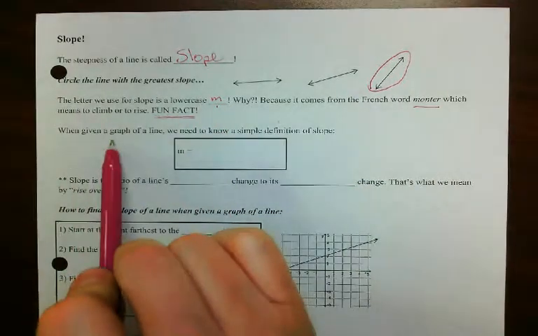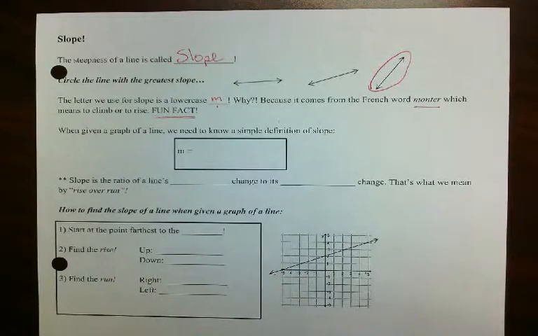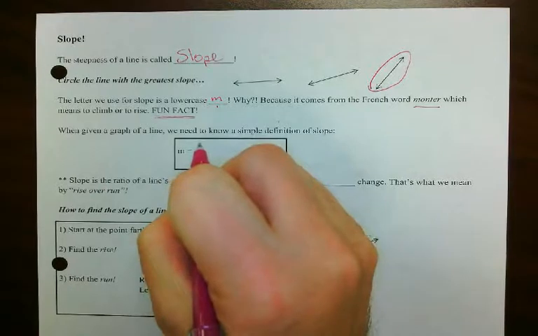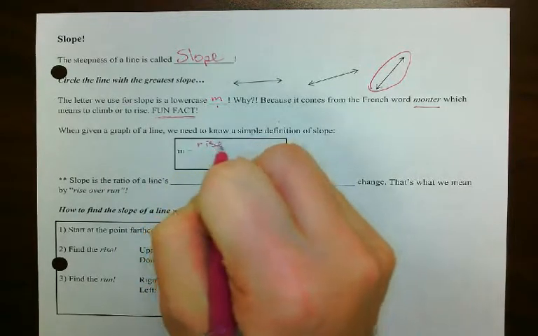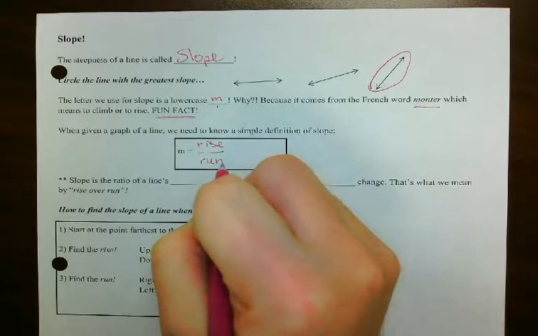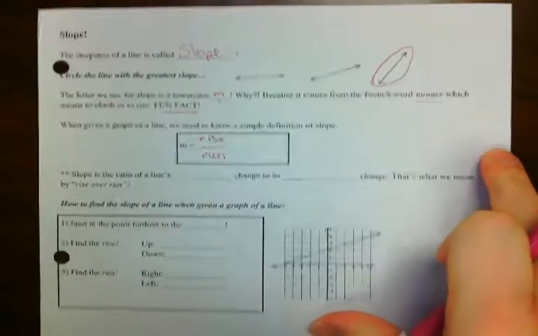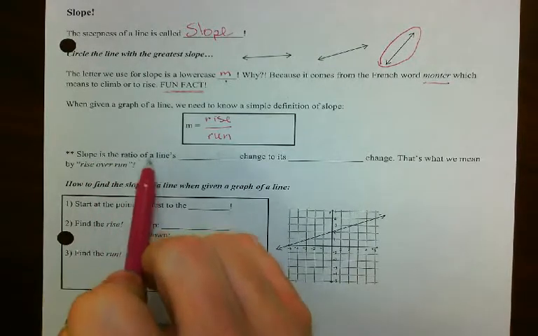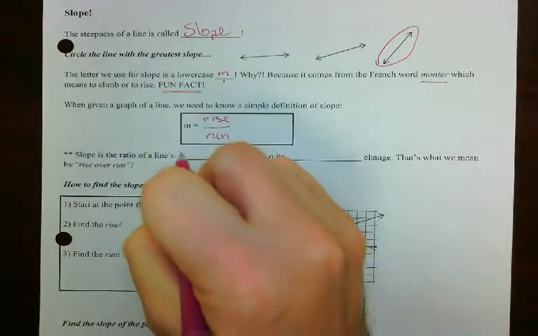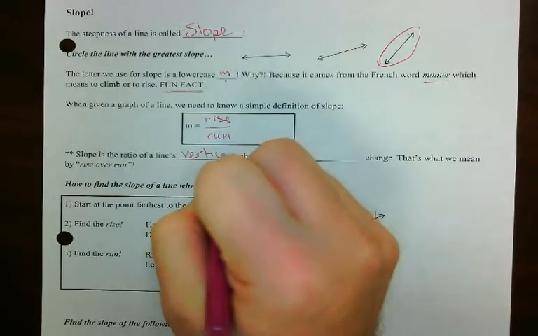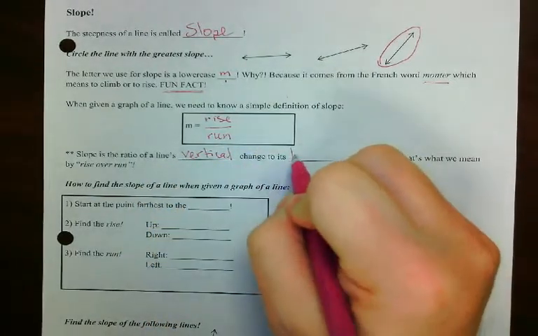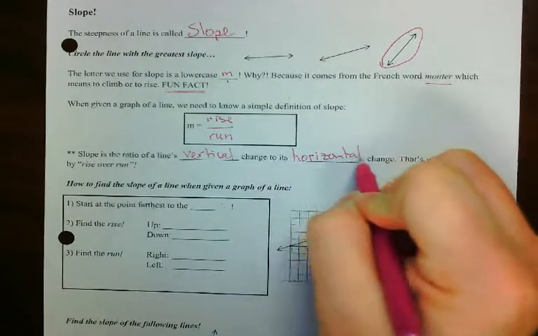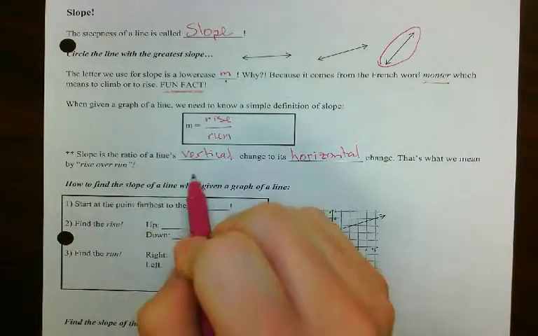Okay. Now, when given a graph of a line, we need to know a simple definition of slope. And I gave this to you guys yesterday. We look at this and we call it rise over run. So the next piece of it is, slope is the ratio of a line's vertical change to its horizontal change. And that's what we mean by rise over run.